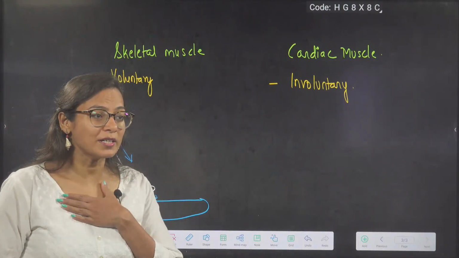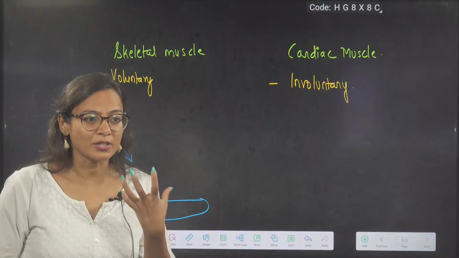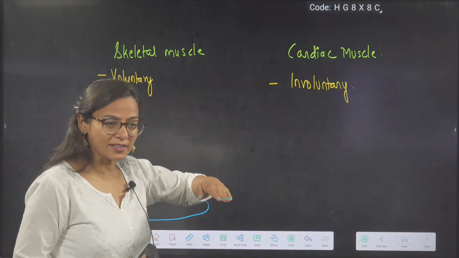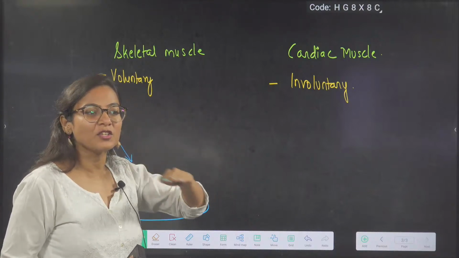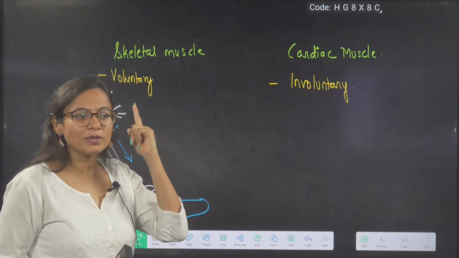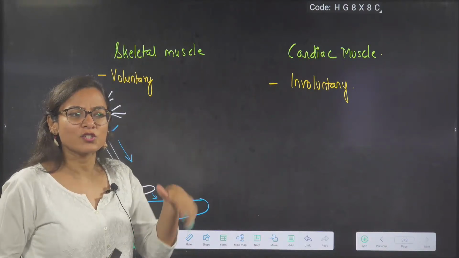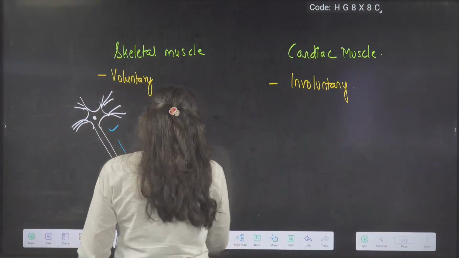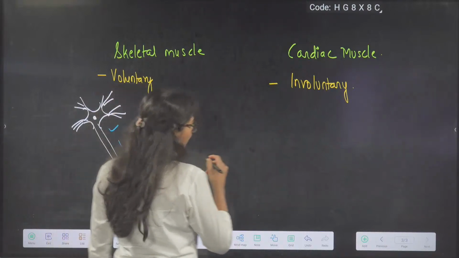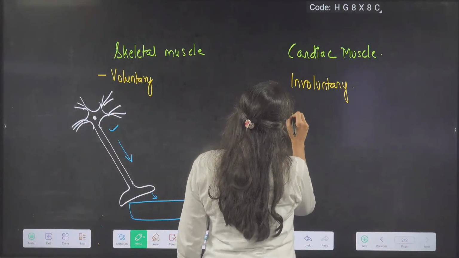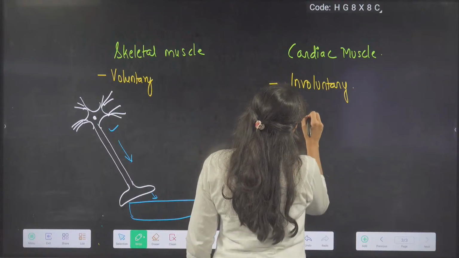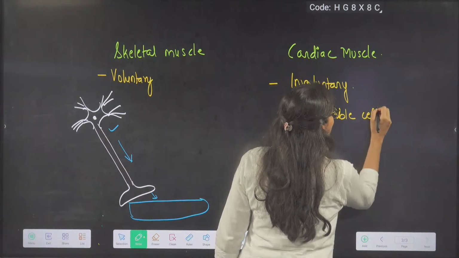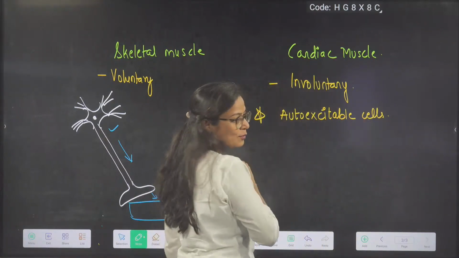That's why I'm telling you it is under our voluntary control, right? But now think about cardiac muscle. It is involuntary. It doesn't need the help of any neuron to regulate it. So how are they getting activated, stimulated, or how are they able to generate that impulse? Because these cells in the heart are called auto excitable cells. Very, very important.